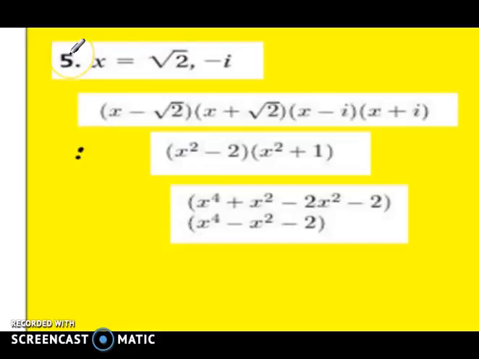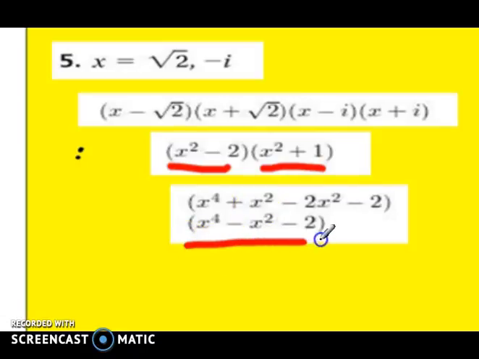In problem number 5, I'm given the square root of 2 and -i. These kind of solutions only come in conjugates. So that's how I got x minus the square root of 2, x plus the square root of 2. Both of them are square roots. And that's how I got x minus i, x plus i. So on the left-hand side, these are conjugates. I multiplied them. That's how I got x squared minus 2. The right-hand side, that's how I got x squared plus 1. And then I went ahead and did FOIL. So that's how I ended up with that solution.